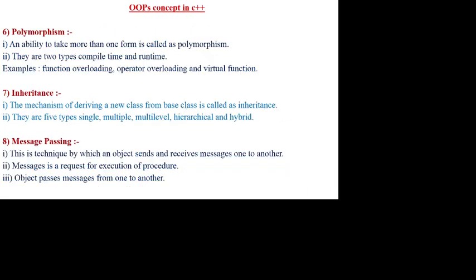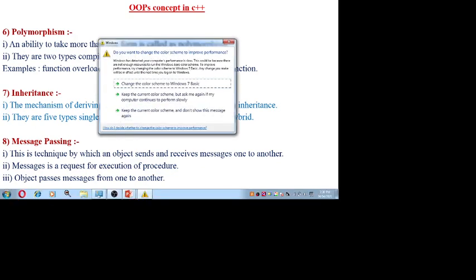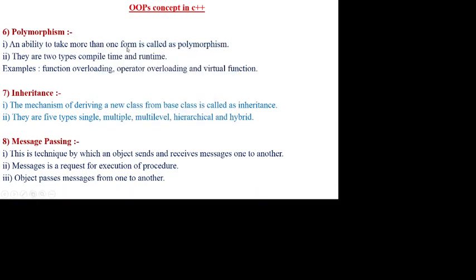Then again, the next objective is polymorphism. Polymorphism is the ability to take more than one form. There are two types of polymorphism: compile time polymorphism and runtime polymorphism. As the names suggest, compile time polymorphism is achieved by function overloading and operator overloading, and runtime polymorphism is achieved by virtual functions. So function overloading, operator overloading and virtual functions are examples of polymorphism.